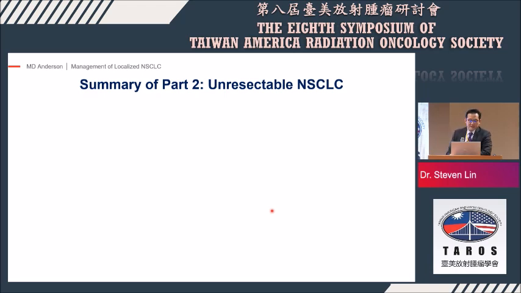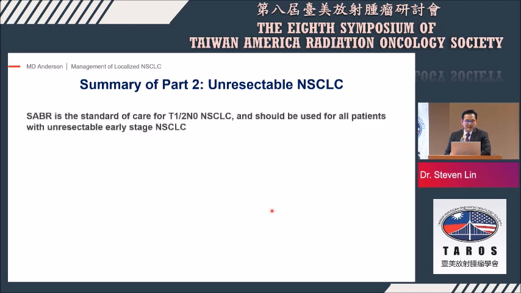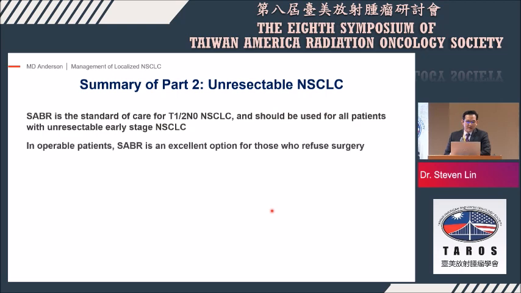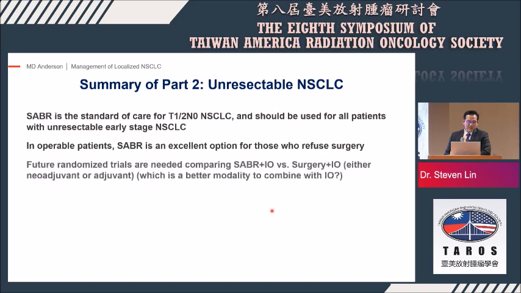So here's the summary of part 2 in unresectable non-small cell lung cancer. SABR is the standard of care for early-stage non-small cell lung cancer and should be used for all patients with unresectable early-stage non-small cell lung cancer. In operable patients, SABR is an excellent option for those who refuse surgery. However, a future randomized trial is really needed to compare SABR plus IO versus surgery plus IO. Now the question is, which is the best local modality to combine with immunotherapy? Unbiased, I believe SABR is going to be a better combination.